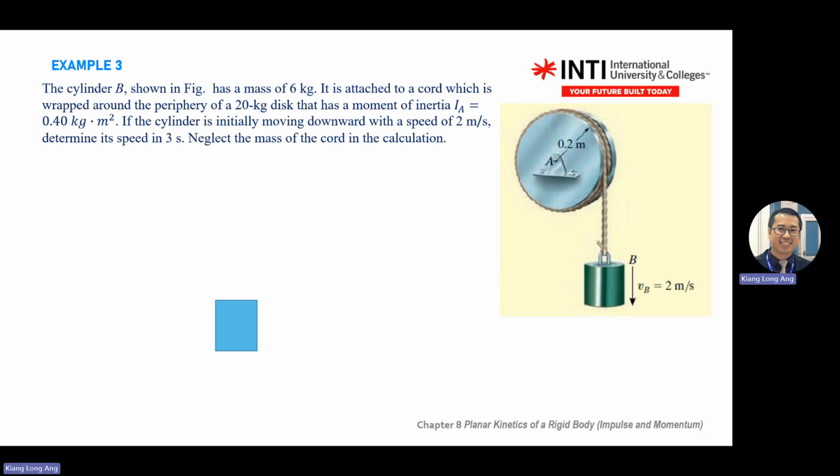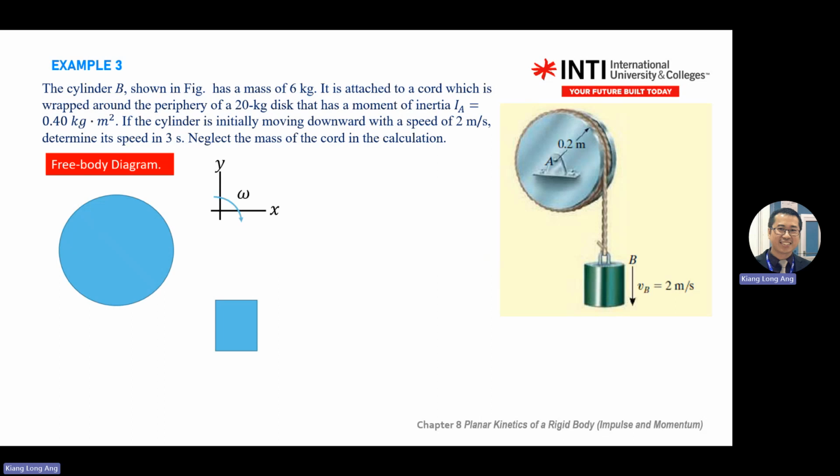Okay. If the cylinder is initially moving downwards with a certain speed, determine the speed in 3 seconds. And if you see time, again, very high chances you need to use the principle of impulse and momentum. So again, draw the free body diagram, same with all the axes, positive direction, negative direction, where is omega, positive direction. Again, this omega direction, how do you know?